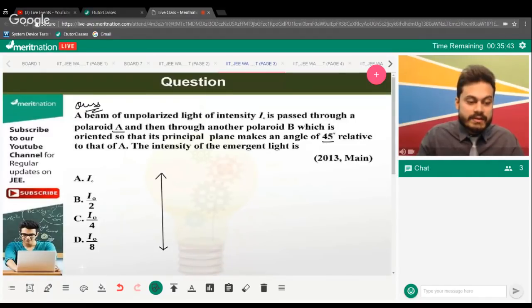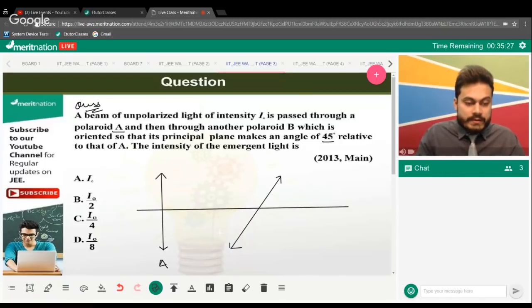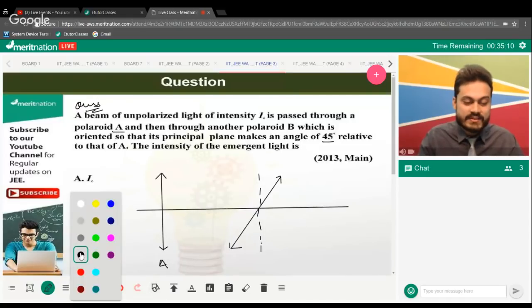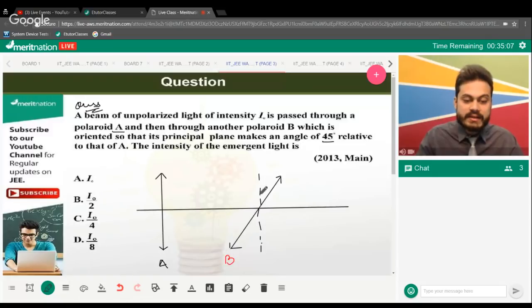Okay. So there is a polarizer A whose principal axis I'm making. The next polarizer is also placed at some distance from this one, such that these two axes, or principal planes, are making an angle of 45 degrees. Good. So let me just complete the diagram. This diagram is not going correct. Okay, that axis is not linear, but just adjust. So this is A, this is B, and the angle between them is 45 degrees.